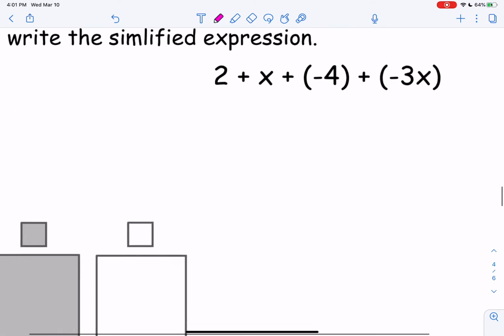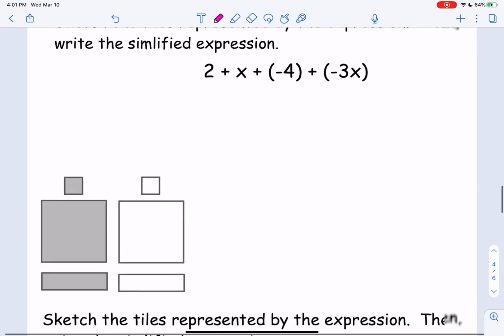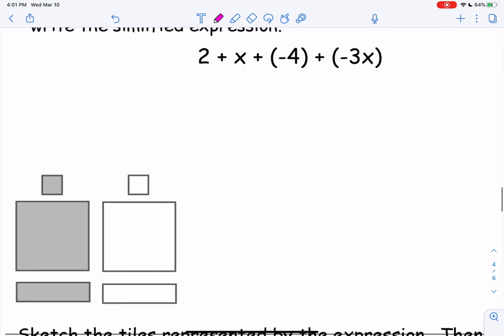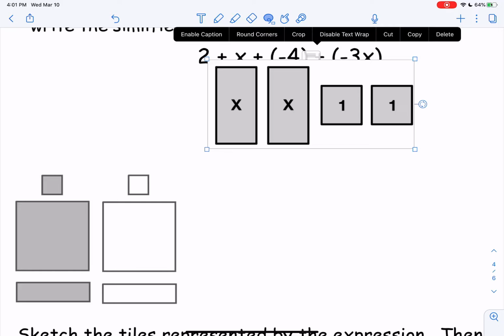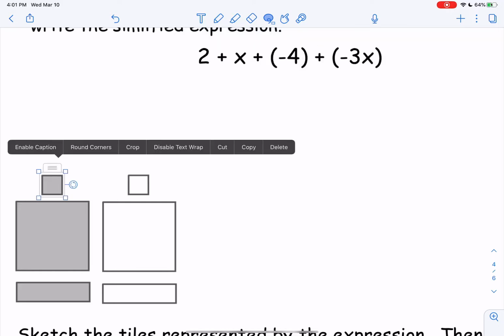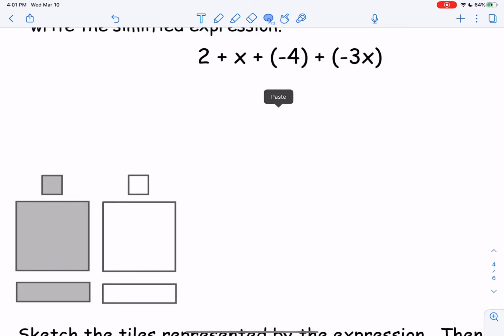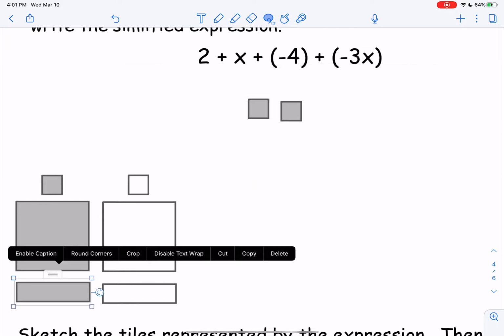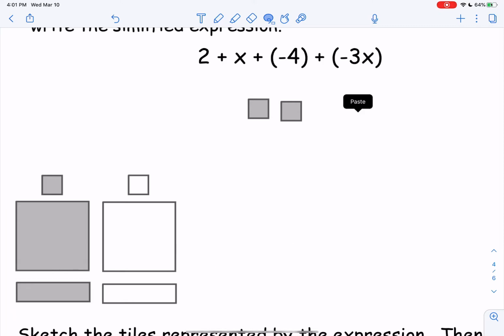Now, for this example, we're going to go backwards. Instead of starting out with the tiles, we're going to start out with the expression and use the tiles to figure out our answer. So this says 2 positives. So here's going to be my 2 positives. Okay. Here's 1, 2 positive 1 tiles. Plus a positive x. So I'm going to add my positive x.